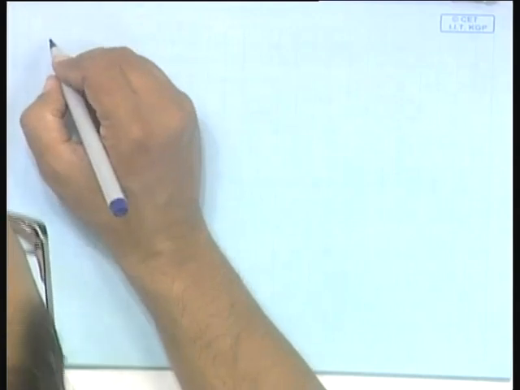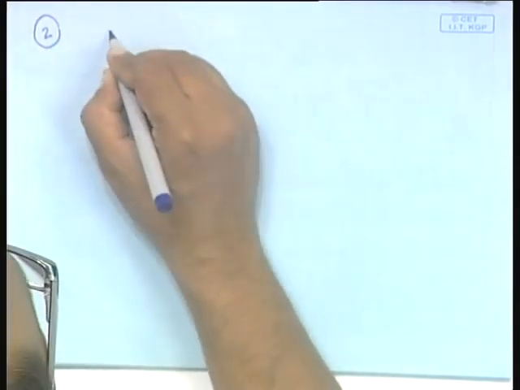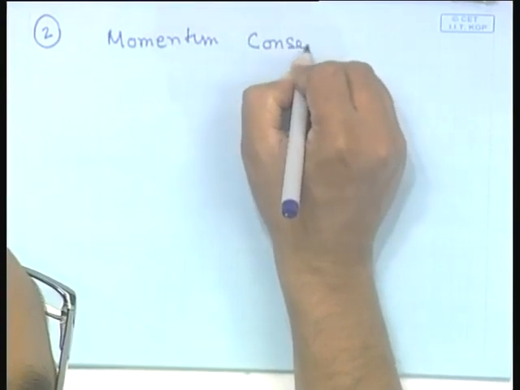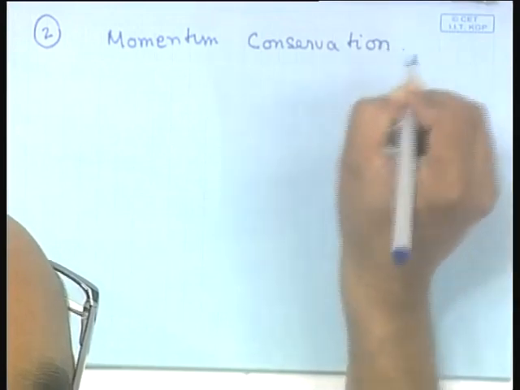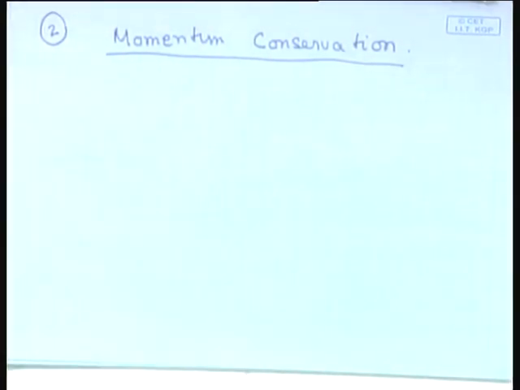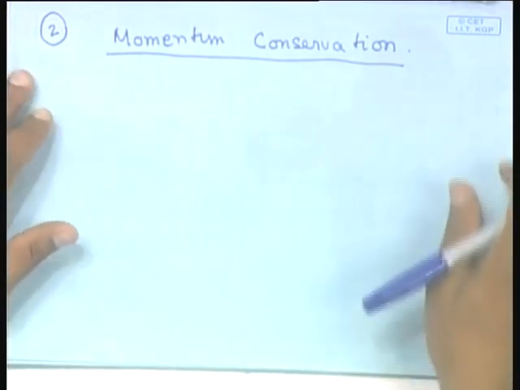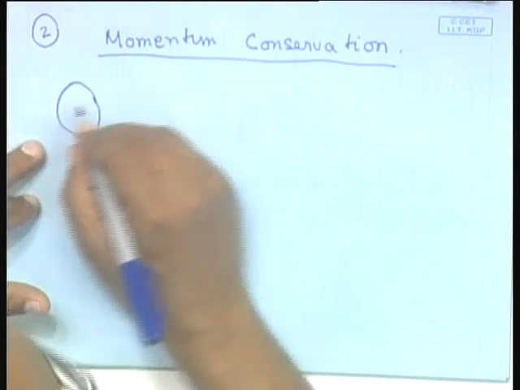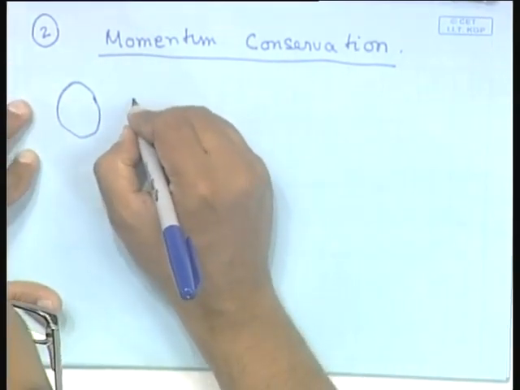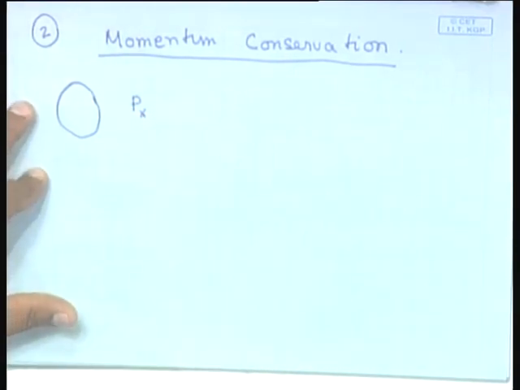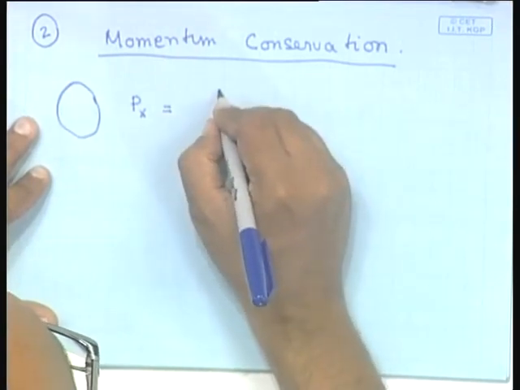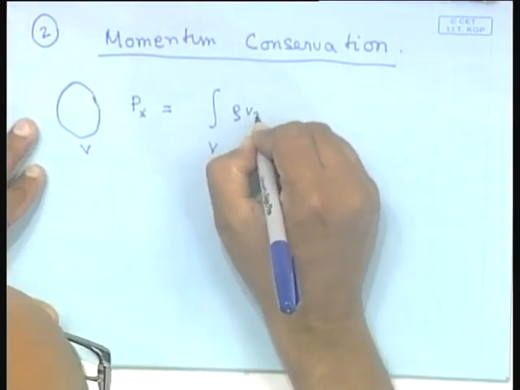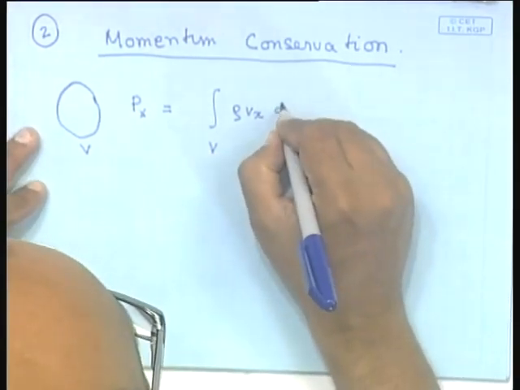Second, we have the conservation of momentum. Again, let us take a volume over here, and let us ask the question, what is the x component of the momentum inside this? Px, the total x component of the momentum. I am dealing with just the x component. The x component of the momentum inside this volume V is going to be the integral of rho into Vx d tau over the volume.